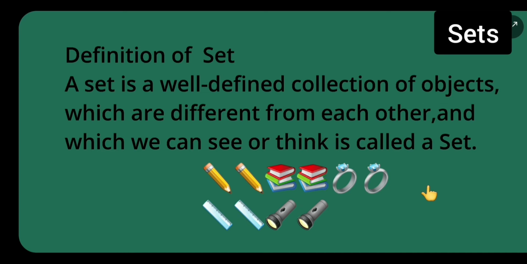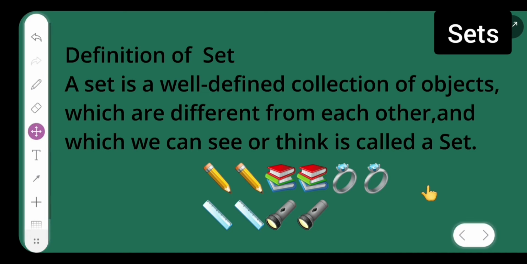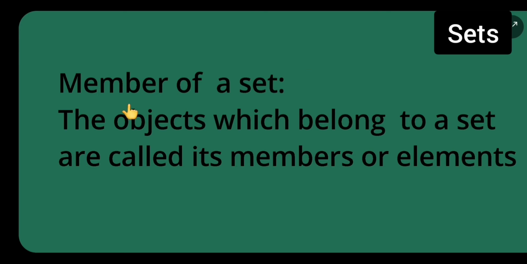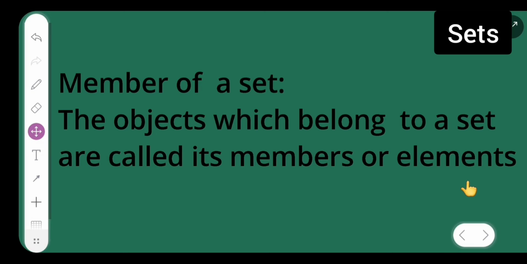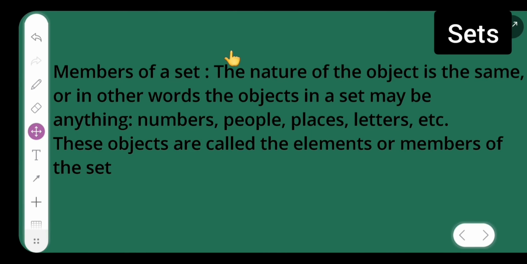Next is the member of a set. Now this is the member of a set definition. The objects which belong to a set are called its members or elements. The nature of the object is the same, or in other words, the objects in a set may be anything: numbers, people, places, letters, etc. These objects are called elements or members of the set.